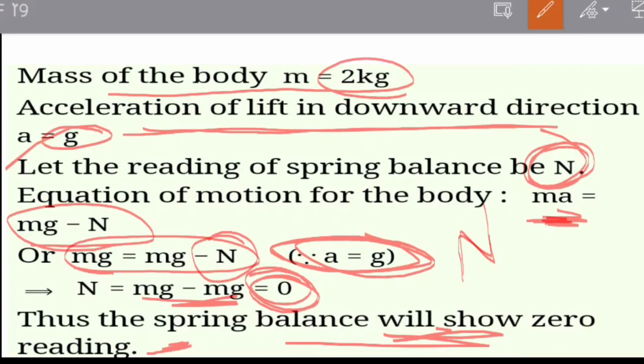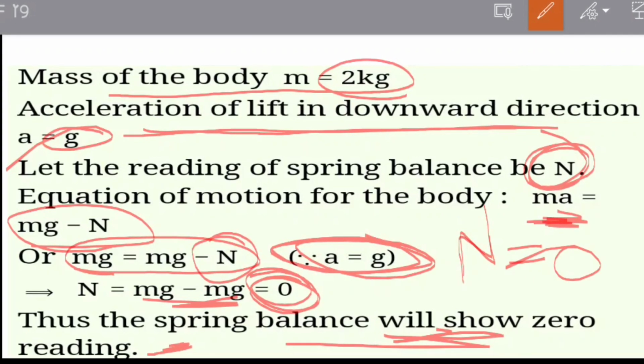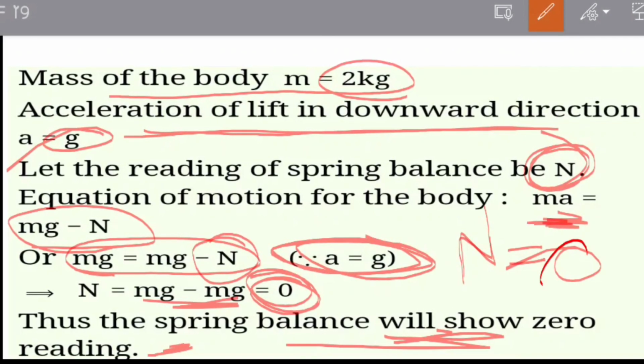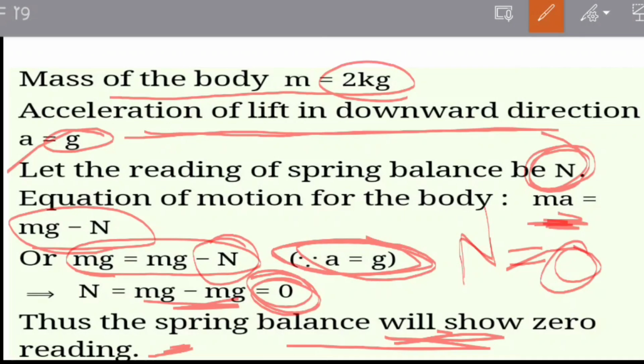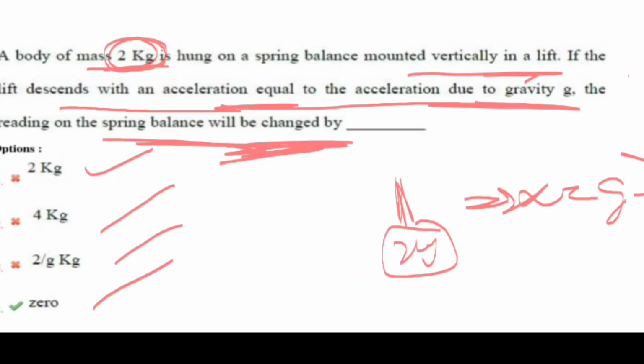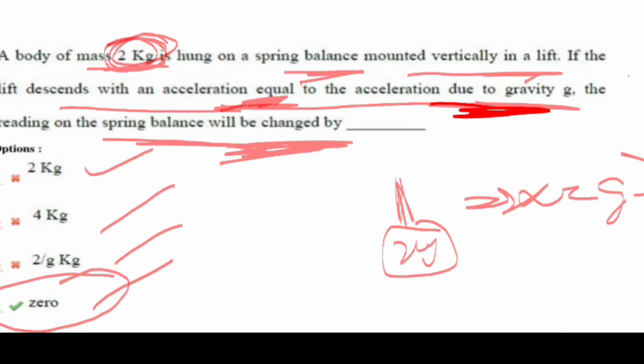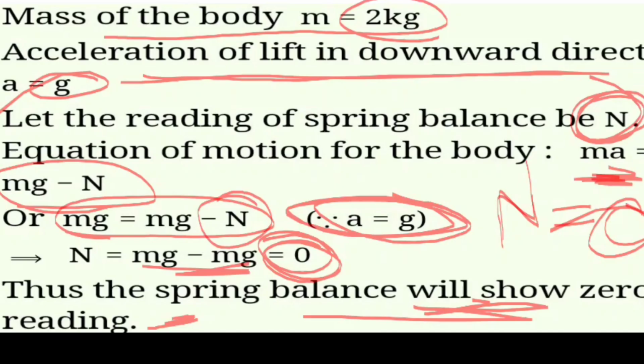Assumed N equals the spring balance reading, and we have calculated that it equals 0. So the answer will be 0. Option D is correct. When a body of mass 2 kg is mounted vertically on a spring balance, and the acceleration of the lift equals the acceleration due to gravity, then the spring balance reading will change by 0. Remember this answer directly.